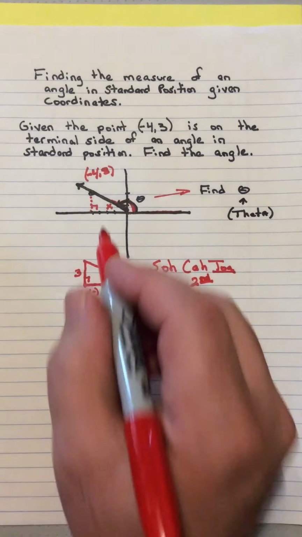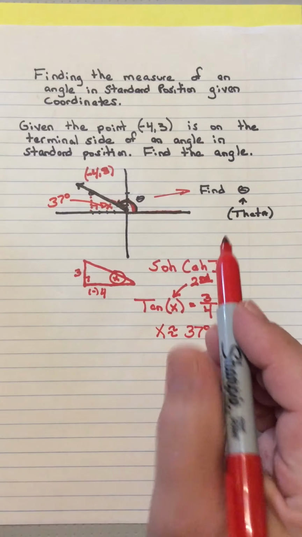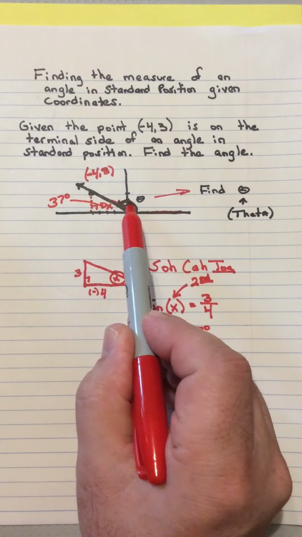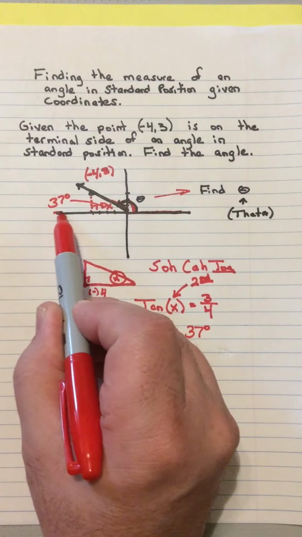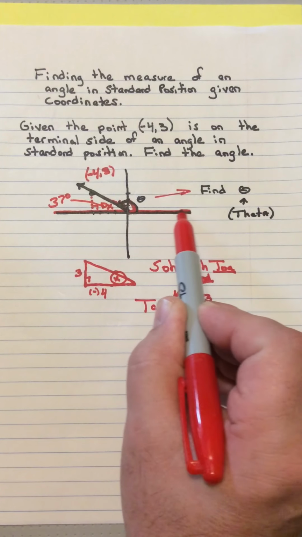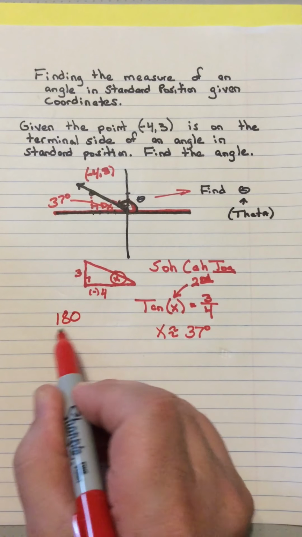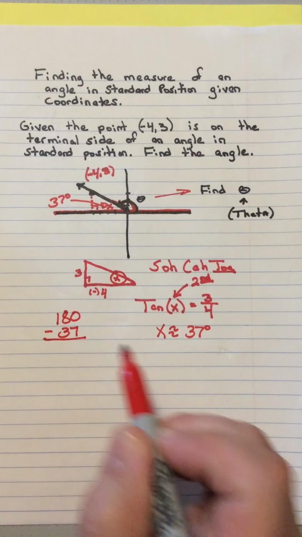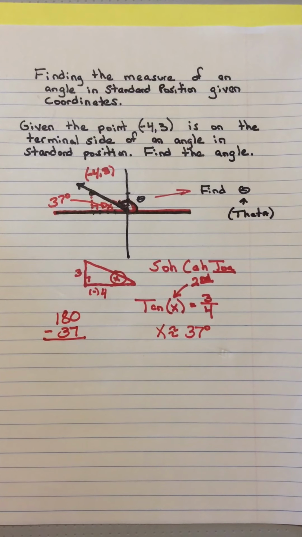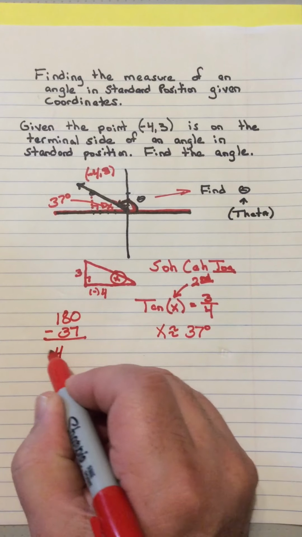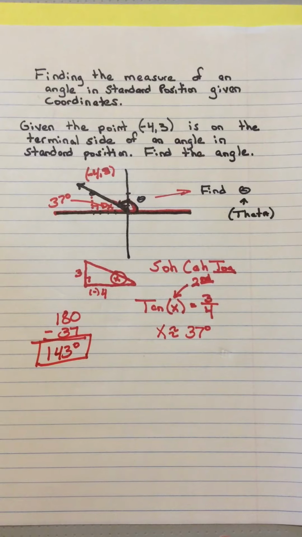Okay, now that's what that angle is. I was actually asking you for the other part of that. Since I know that straight line is 180 degrees, I'm simply going to take the 180, subtract the 37 from it, and we come up with a 143 degree angle in standard position.